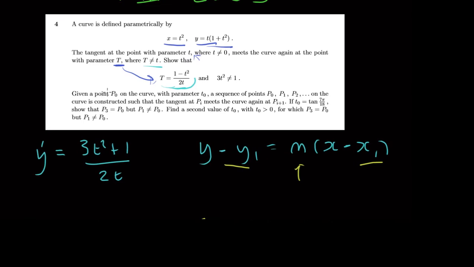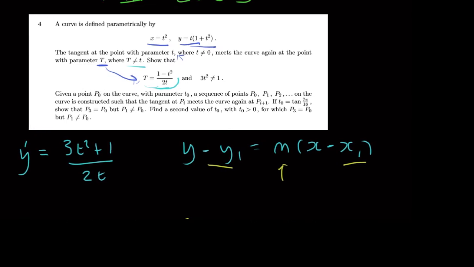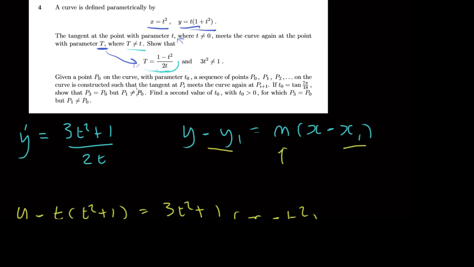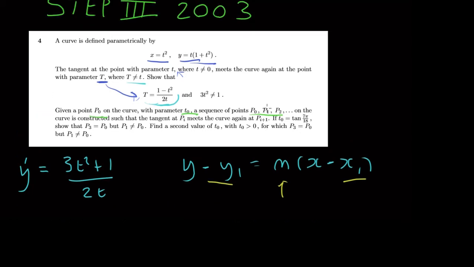Right, so, given a point p0 on the curve with this sequence, let's do the next bit. Whoops, drop my pen. Okay, so we're given a point p0 with parameter t0, and a sequence of points, and basically we're going to use what we just did, right? So we're going to do this in such a way where we take the tangent to a general point, and then find out the next point that it hits, and then draw a tangent to that, find the next point that it hits, draw a tangent to that, find the next point that it hits. Okay.